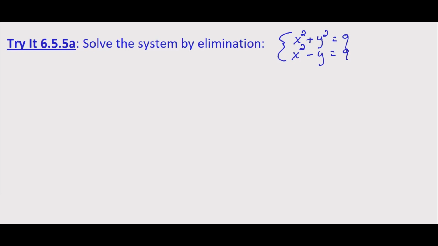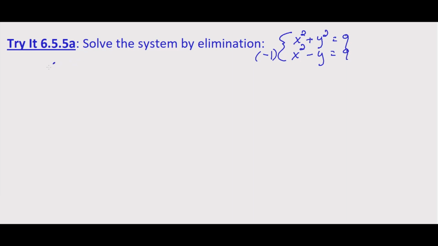So in this case, we're given x squared plus y squared equals 9, and x squared minus y equals 9. We can see right off the bat these x squared terms both have a coefficient of 1. So in order to eliminate the x squared term, all we would have to do is multiply one or the other by -1 and then add it to the other equation. So we're going to multiply our second equation by -1.